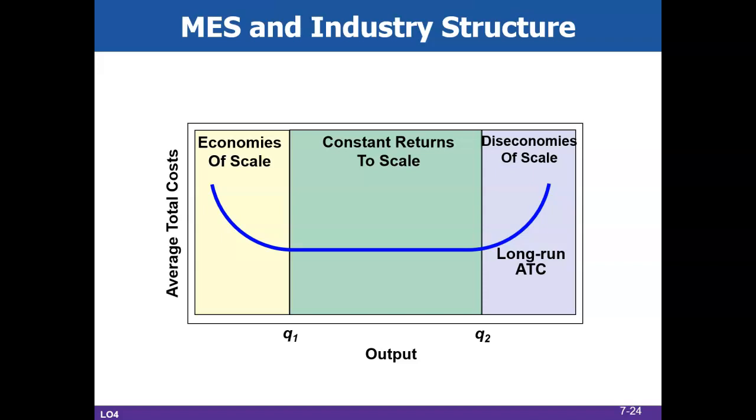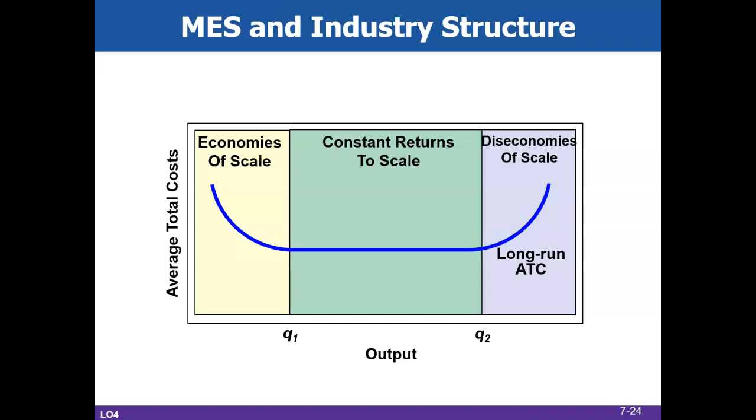I could produce Q1 or I could produce Q2. At both of those points, my ATC is the lowest that it could possibly be. If I'm interested in minimum efficient scale, I would produce the quantity Q1. As soon as I produce quantities that are lower than Q1, my average total cost will be a little bit higher. I would be experiencing economies of scale, but I haven't maximized my economies of scale. After the quantity of Q2, long run ATC also starts to increase as a result of diseconomies of scale.